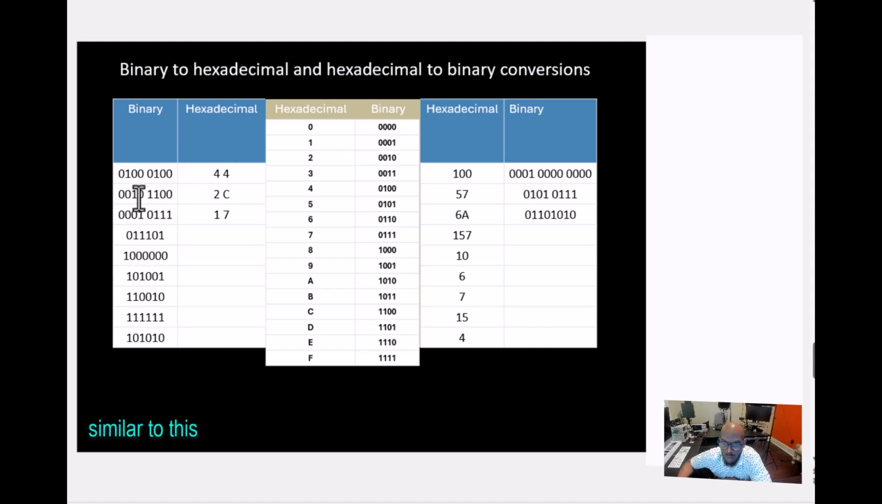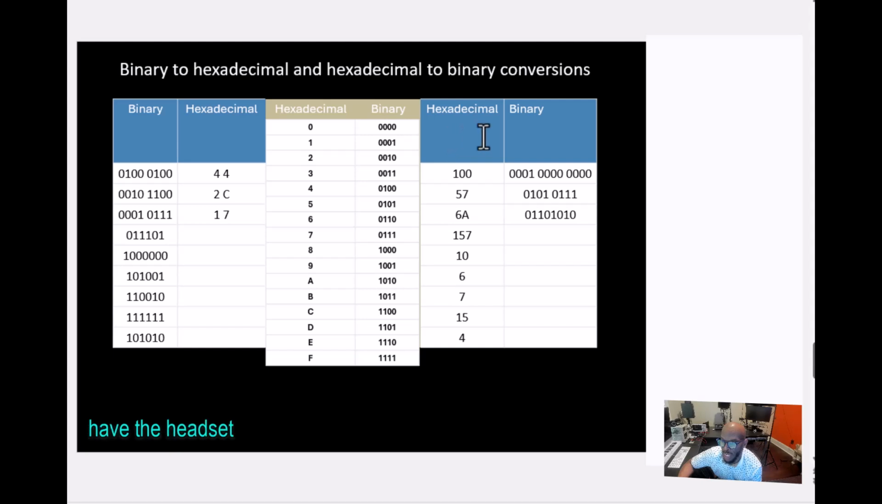Okay, we did something similar to this one. 0, 0, 1, 0. We go right here. 0, 0, 1, 0. That's a 2. 1, 1, 0, 0. That's C. Okay, so these right here, they're not that difficult.